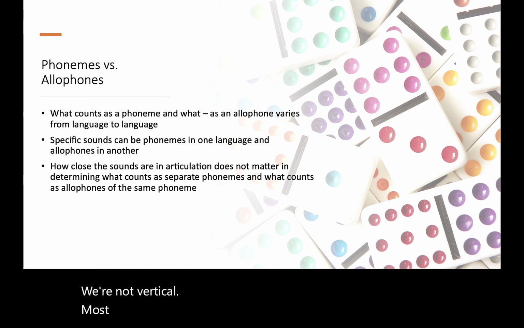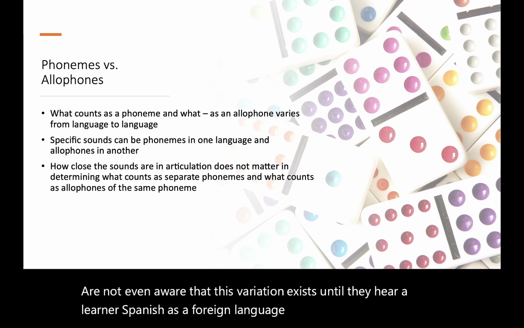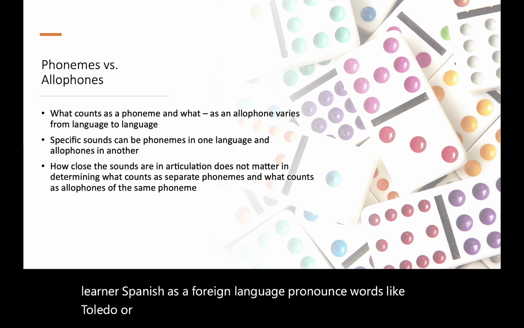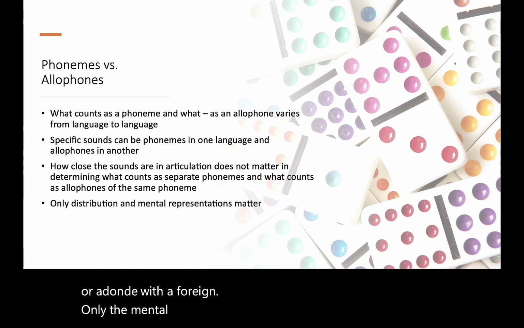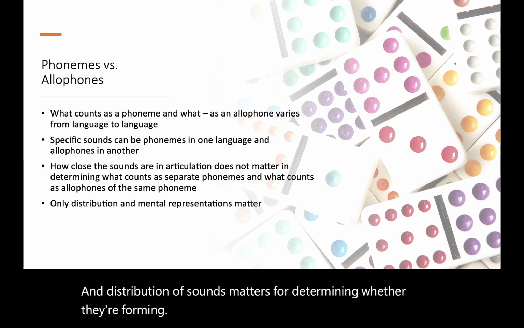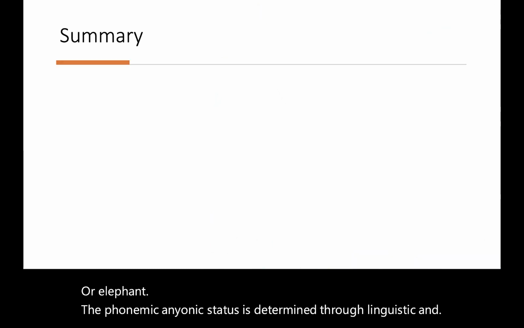Most native Spanish speakers, unless they're students of linguistics, are not even aware that this variation exists until they hear a learner of Spanish as a foreign language pronounce words like todo or adonde with a foreign accent. Only the mental representation and distribution of sounds matters for determining whether they're phonemes or allophones. The phonemic and allophonic status is determined through linguistic analysis.